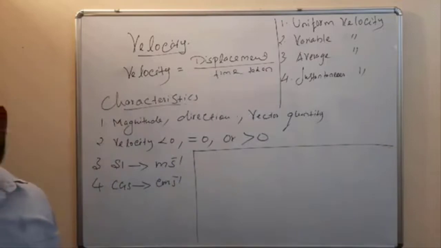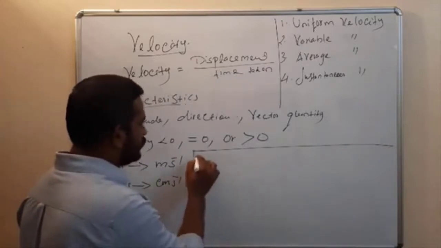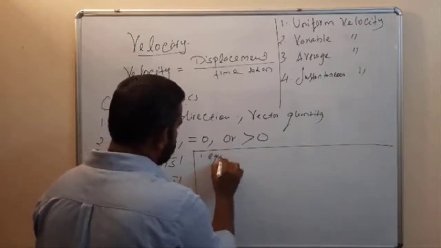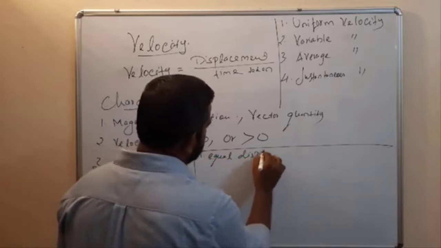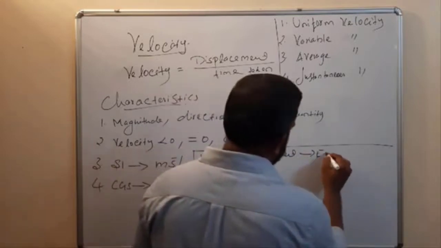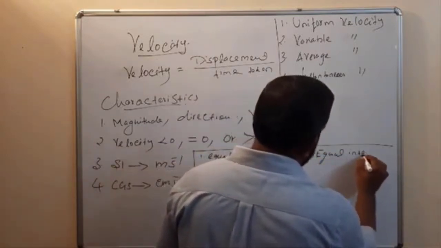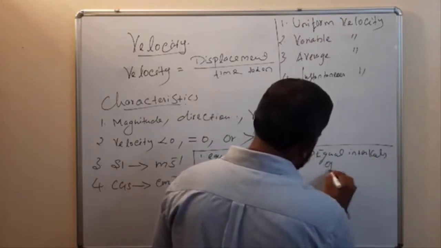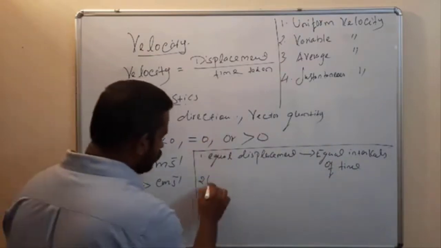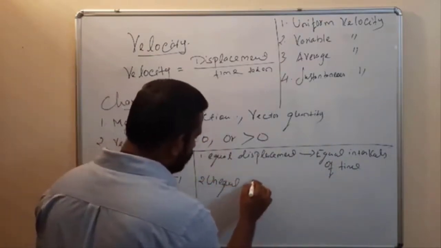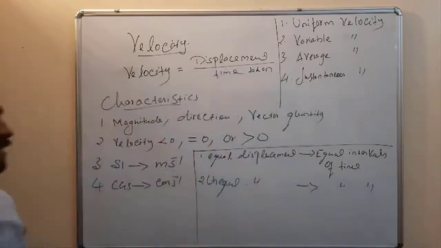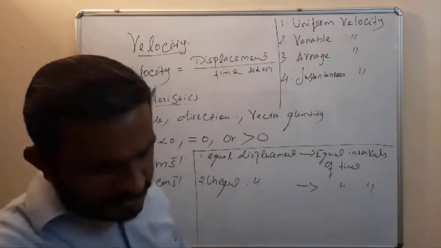Uniform velocity: equal displacement in equal intervals of time. Variable velocity: unequal displacement in equal intervals of time. So that is called variable velocity. So what is average velocity?